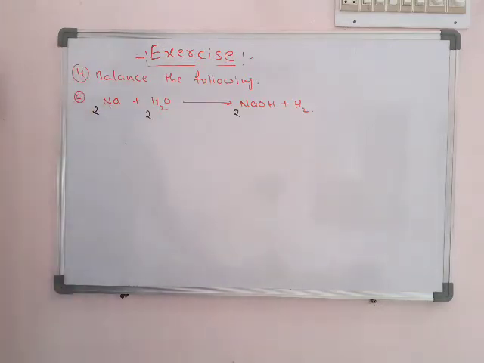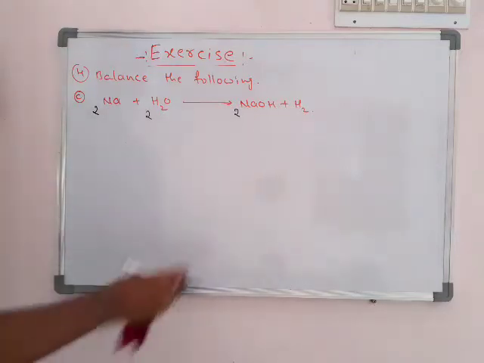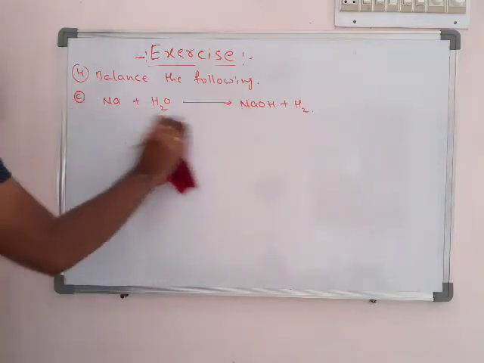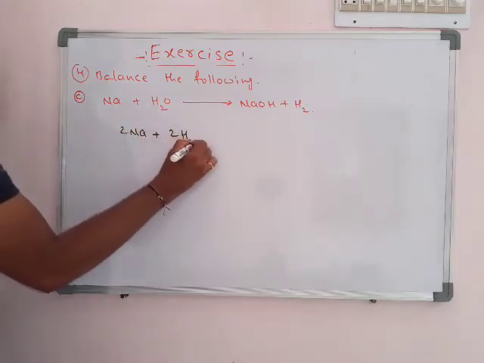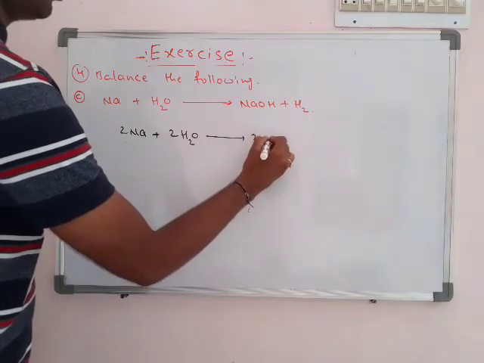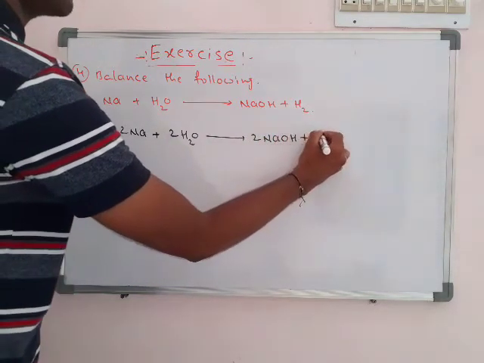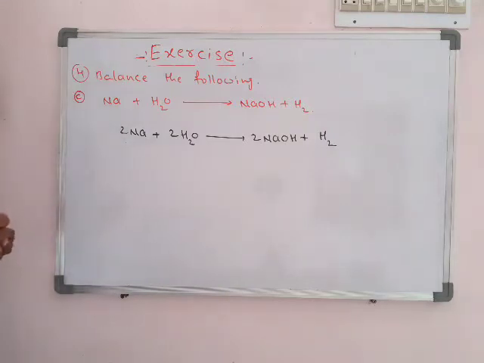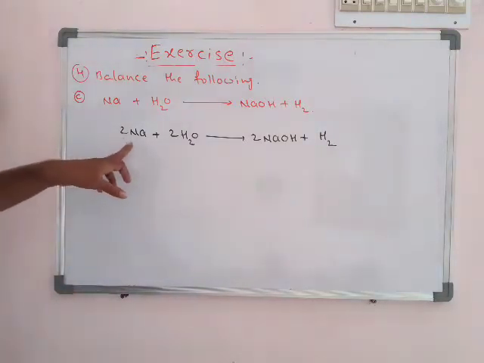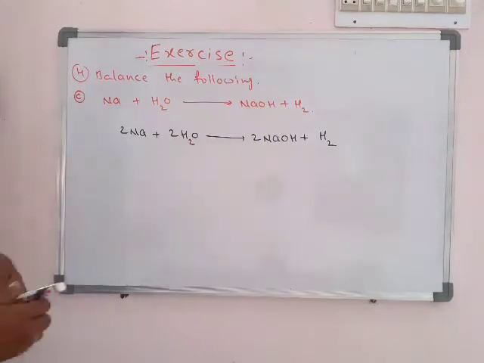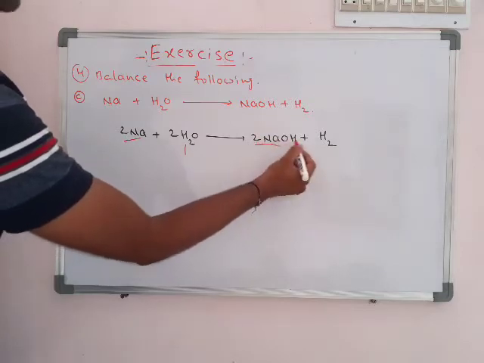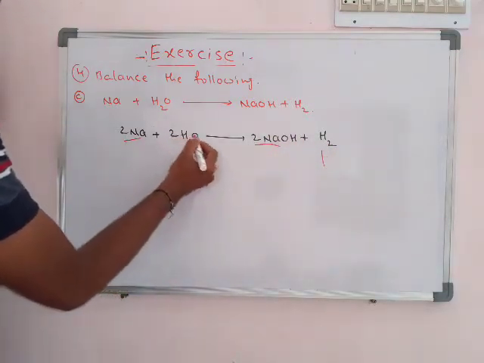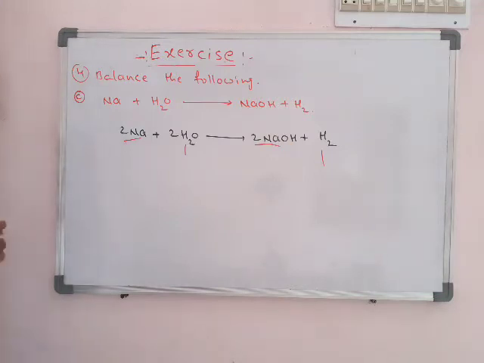So by putting number 2 with all substances except free H2. Okay. See the two sodiums, okay, 2 to the 4 hydrogens, this is 2, total 4 hydrogens, 2 oxygens, simply it's balanced. Okay, next see the other one.